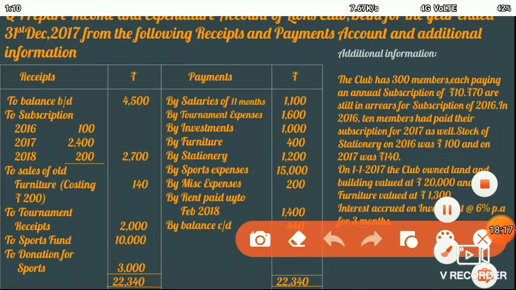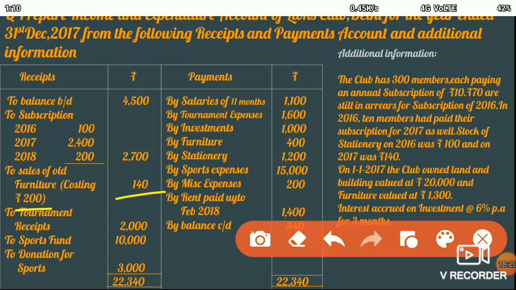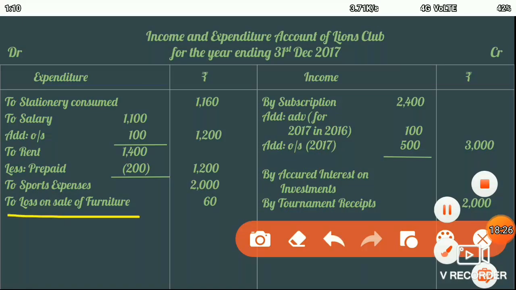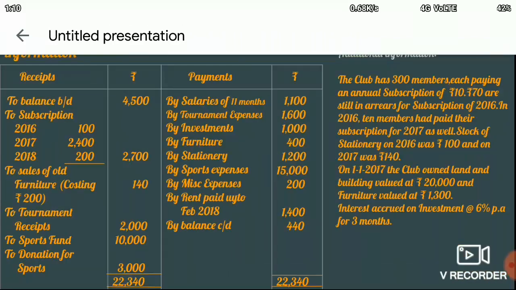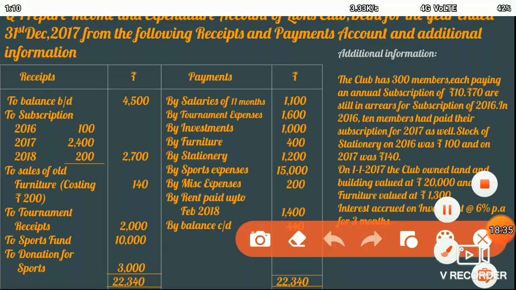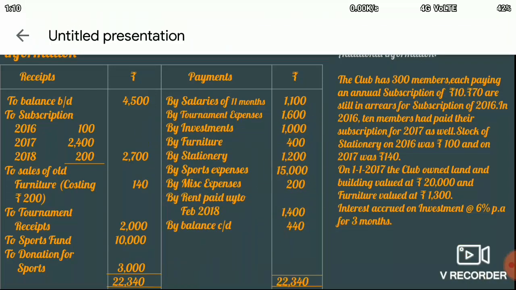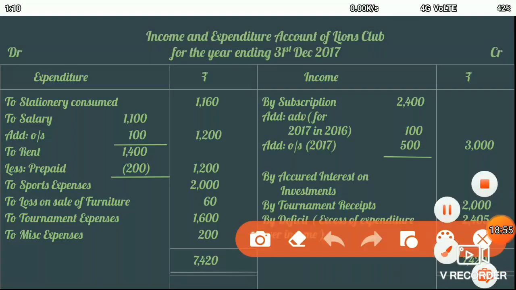Then the next item is loss on sale of furniture. So it is 60 rupees. So we can show this to loss on sale of furniture, 60 rupees. The next item, the items which require adjustment I've taken, salary I've taken, tournament expenses I have to take, then stationery is adjusted already, sports expenses also is adjusted, miscellaneous expenses I have to take. So miscellaneous expense and tournament expenses are left, rent is taken already, so I will enter them in my account. To tournament expense 1,600, to miscellaneous expense 200 rupees.